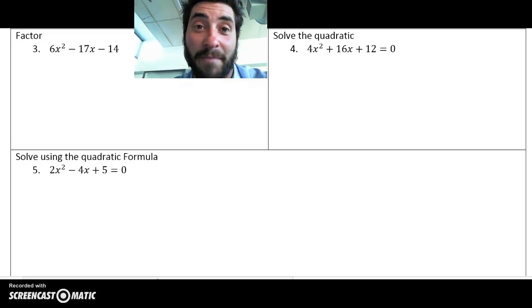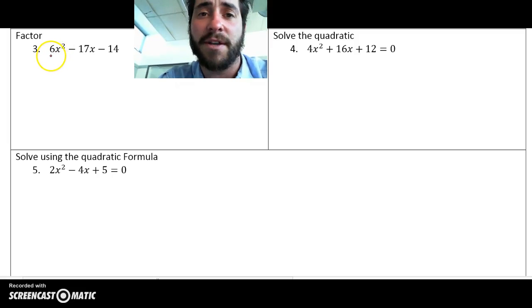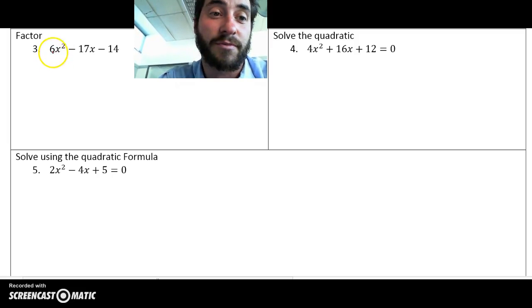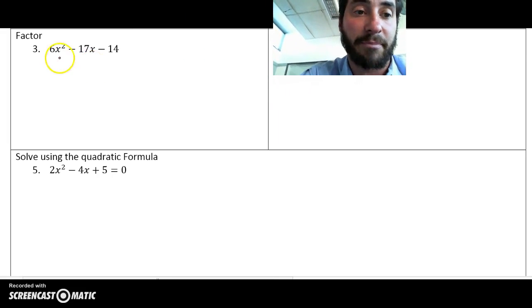All right, time for a factoring problem, number 3. We've got a difficult one in the fact that our a value is not 1, right? There's 6x squared instead of 1. So what we're going to do is first see if we can pull out a GCF.